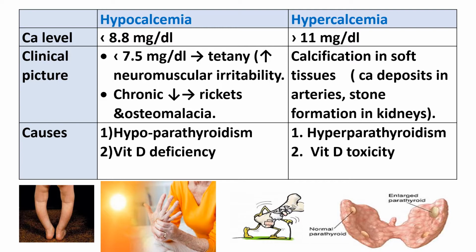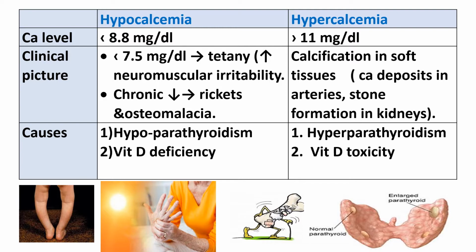If it falls below 7.5 milligram per deciliter, it leads to a condition called tetany. Tetany is increased neuromuscular irritability. If there is chronic decrease, this leads to a disorder called rickets in children and osteomalacia in adults.